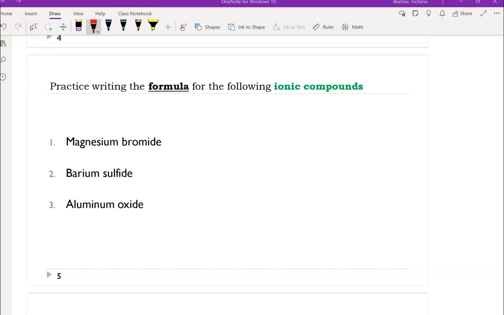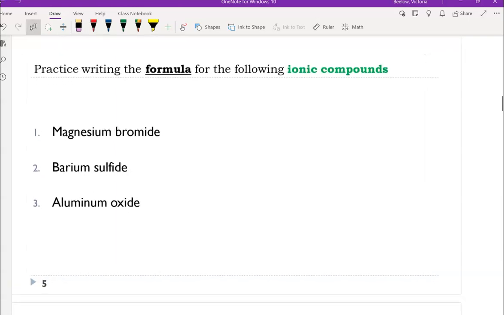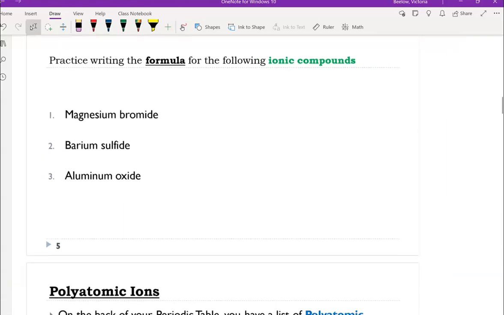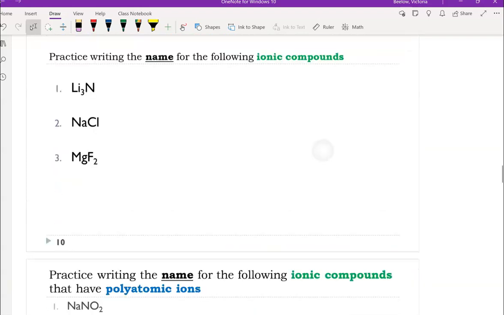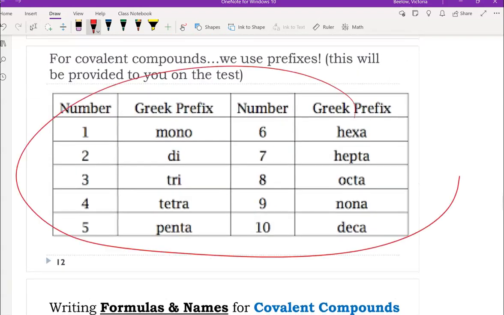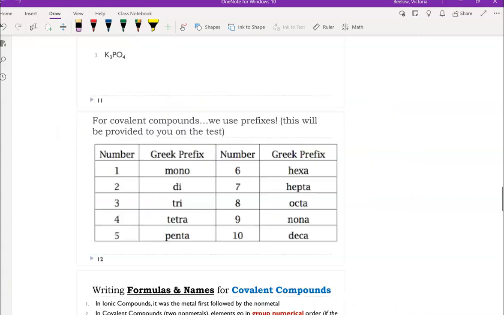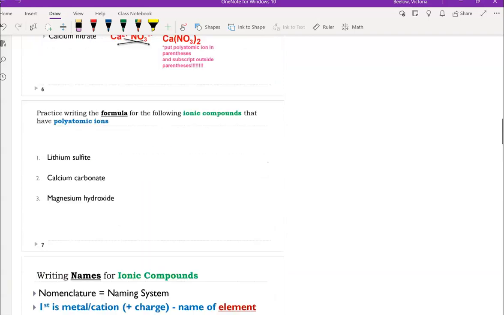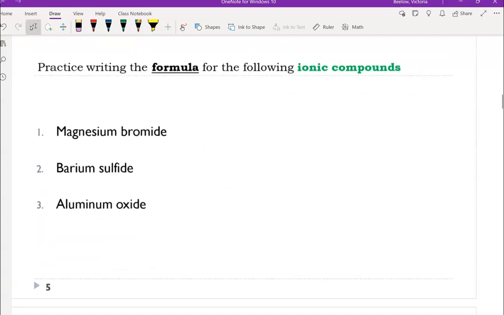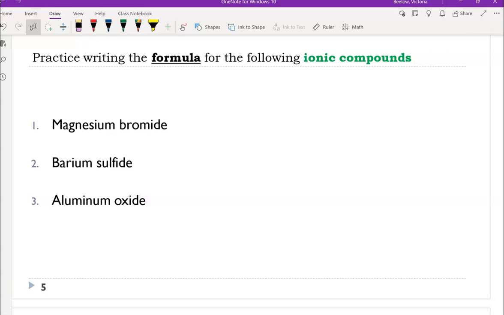In this video, I'm going to be going over ionic nomenclature, which is also known as naming ionic compounds. So when we were naming covalent compounds, we were using the prefixes like this. Ionic compounds are not going to use these prefixes at all. So if we have a name like this without the prefixes, how do we find the formula?